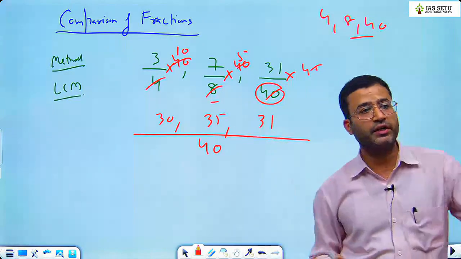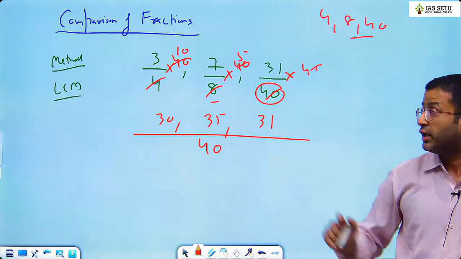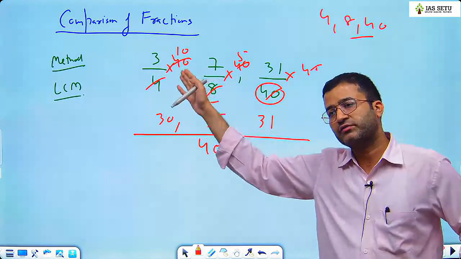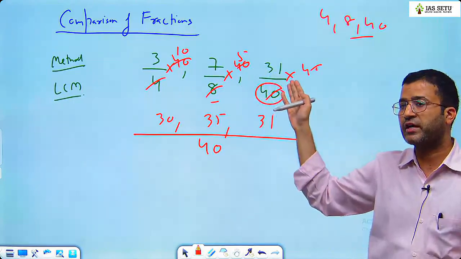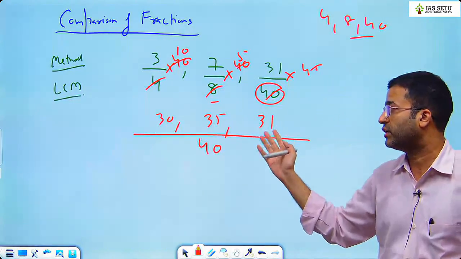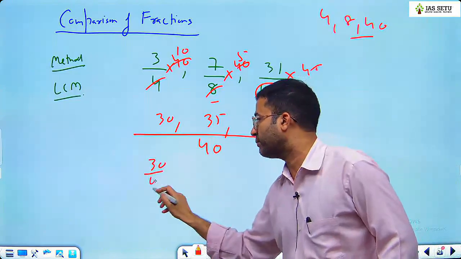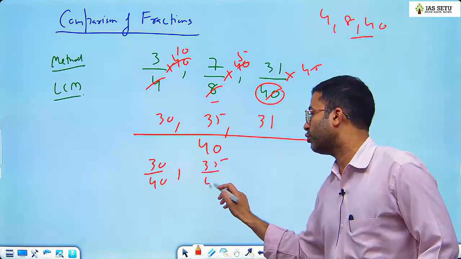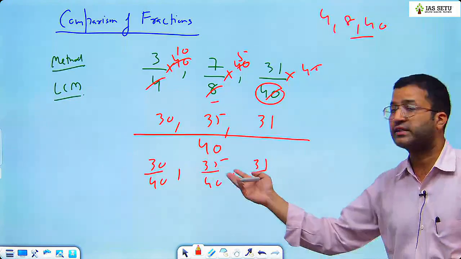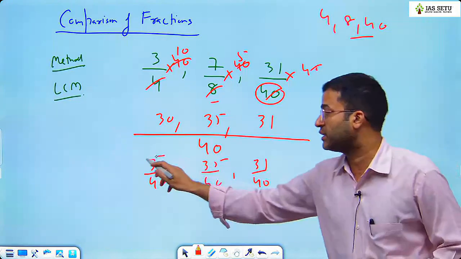I repeat. Step number 1, we take the LCM of the denominators. Here the LCM of 4, 8, 40 is 40. Then we multiply these fractions with the LCM, and we see what comes in the numerator: 30, 35, 31. So actually this is 30 by 40, 35 by 40 and 31 by 40. Then we compare these numerators. Then we say this 30 is the smallest.